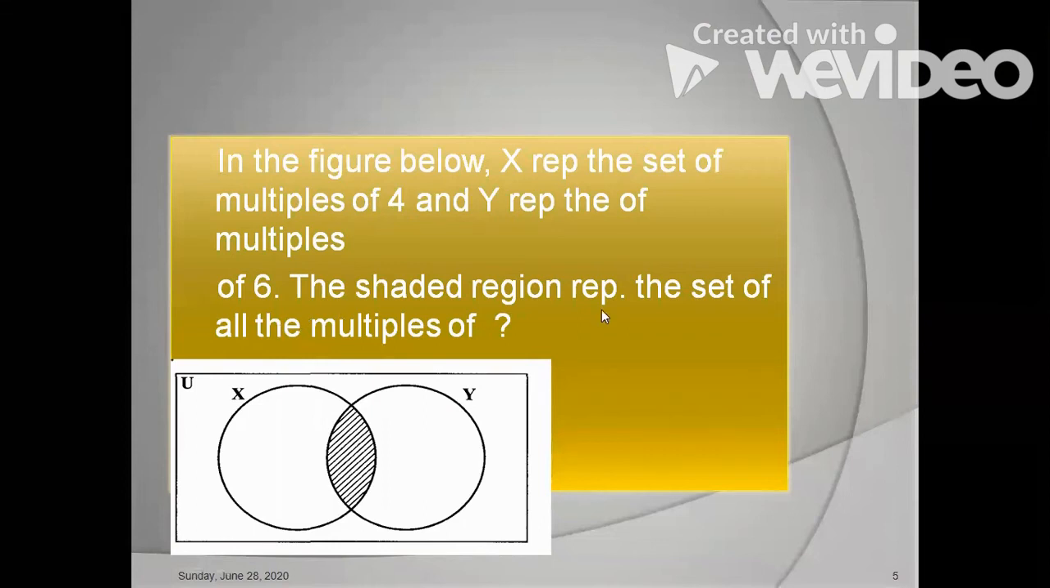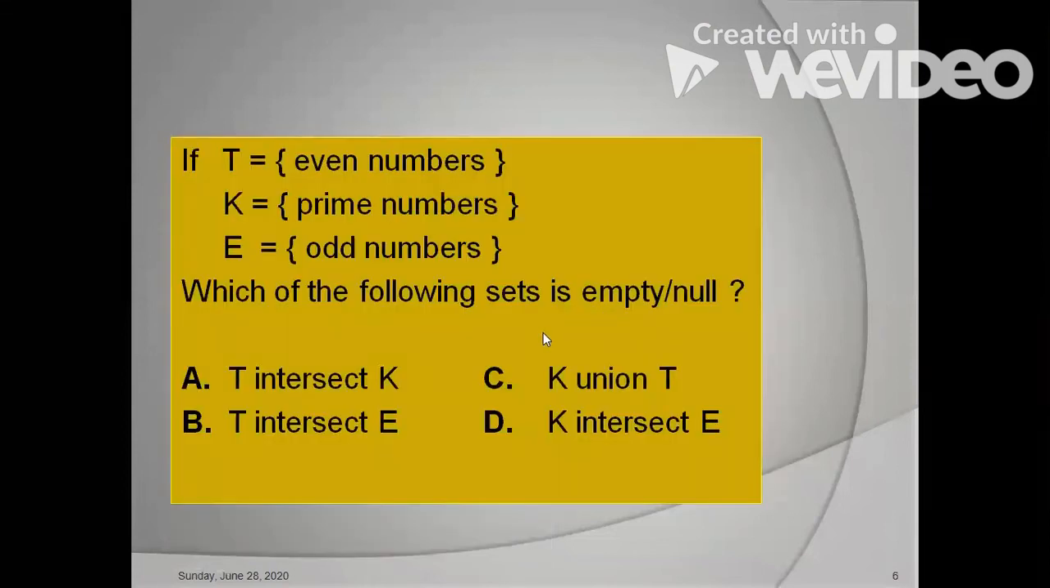So moving on to the next question. So what we have here is that we have 3 sets. We have a set T, K, and E. Those are even numbers, prime numbers, and odd numbers. So it says, which of the following set is empty? So an empty set is a set that has no elements. It doesn't exist. And the symbol that they use to represent the empty or null set is in the previous video.